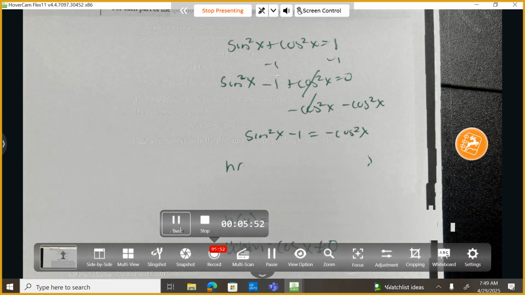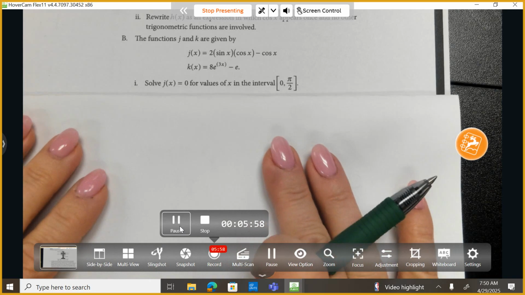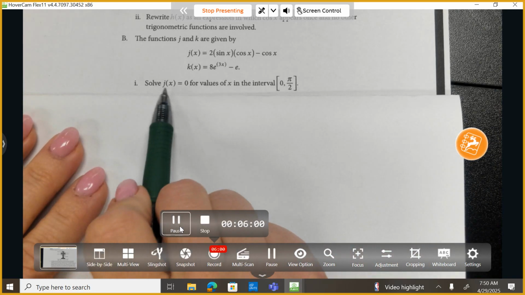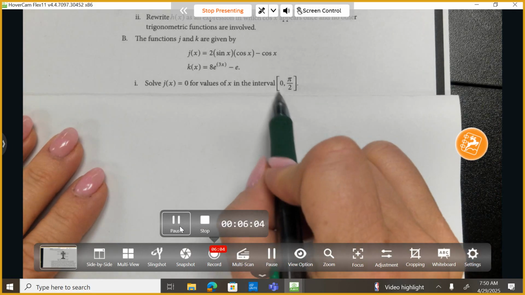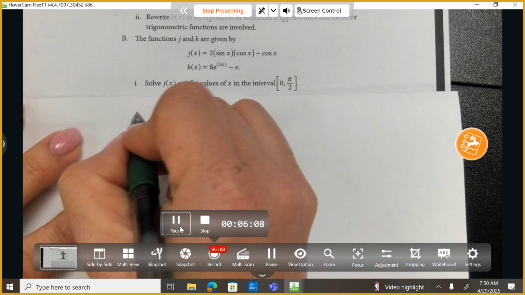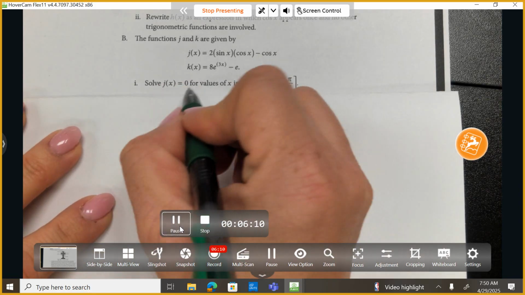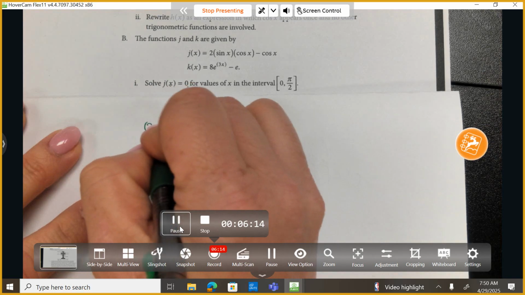Moving on right now to part B, let me see if I can flip this over. So part B asks us, the first part of B says, solve this first equation, and we want to choose values that are in these intervals. Got it. Okay, so if I'm solving this, notice I'm going to replace j of x with 0. So I do want to show all of this work.